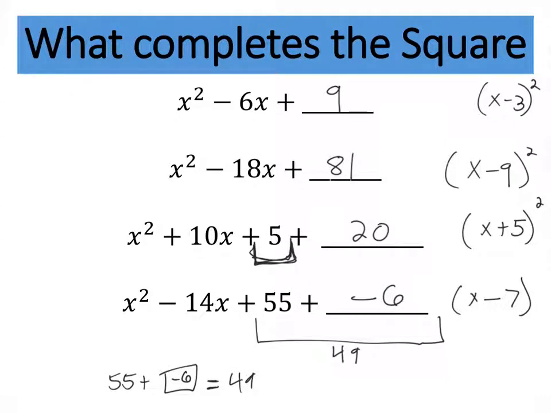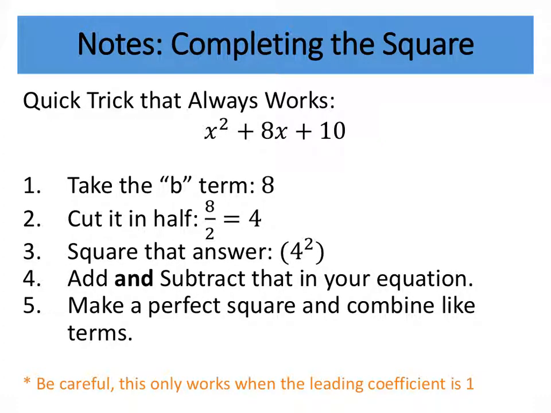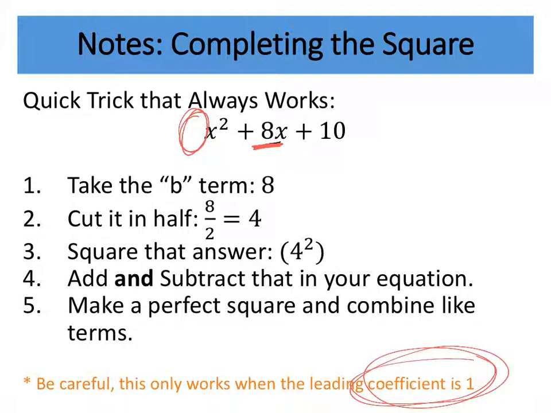Hopefully, take a moment to maybe peruse this section again. But I think what completes this square isn't too challenging. So there's a way that we can always make this work. We can take this b term, always the middle term in front of the x, and cut it in half. So we take half of the 8, which is 4, we square that, and then we can add and subtract that in our equation. And this only works, I want you to be really, really careful, this only works if the leading coefficient is 1. So if there's nothing in front of the x squared, then this will work. And I'll show you how this works because it's slightly different than what we were just working on.